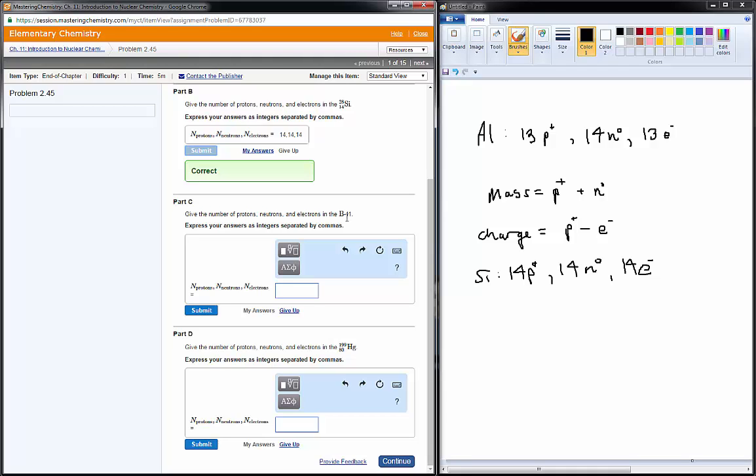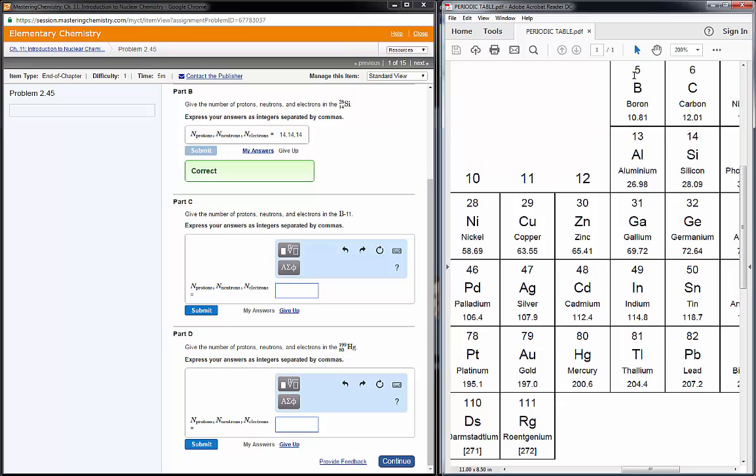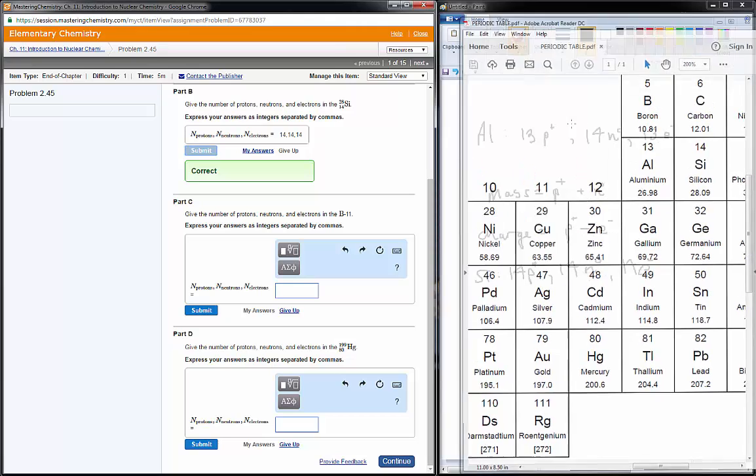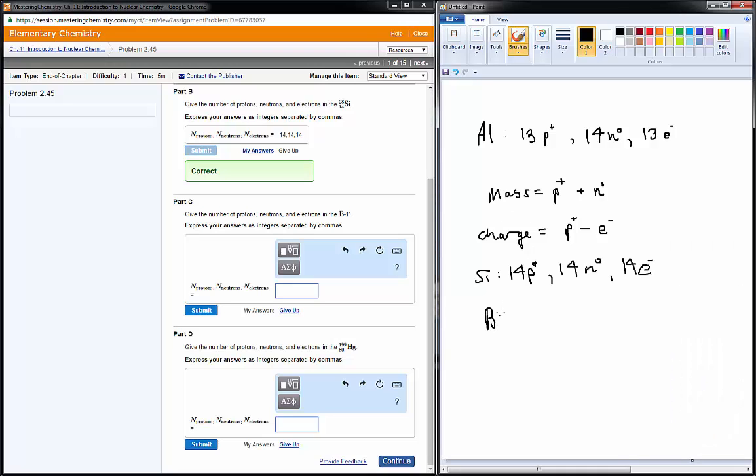Here, B-11, that's boron with a mass of 11. Our periodic table tells us that boron has 5 protons by definition. So boron, 5 protons, a mass of 11, which is the sum of my protons and neutrons, so that must be 6 neutrons, because 5 plus 6 is 11. And again, there's no charge, so I'm going to say the same number of electrons as protons: 5, 6, 5.